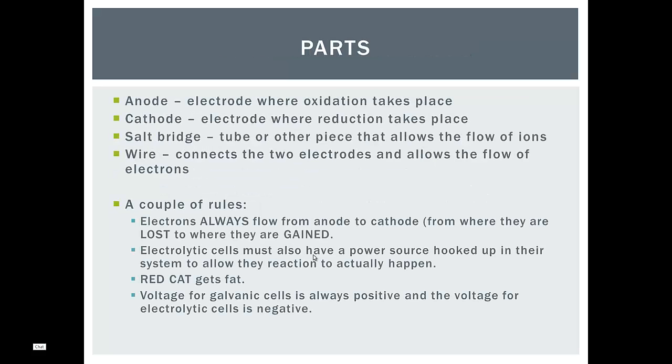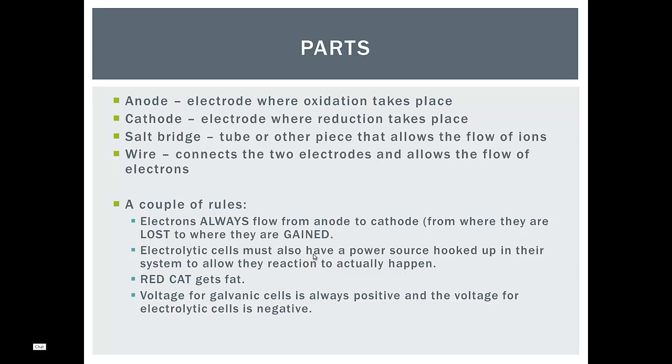The parts of an electrochemical cell include an anode, which is the electrode where oxidation takes place, and a cathode, which is the electrode where reduction takes place. Electrodes are just pieces of metal, and they can either be the thing that's directly undergoing the oxidation or reduction, or they can be someplace for those reactions to occur that allows the transfer of electrons. There's also a salt bridge, which is a tube or other piece that allows the flow of ions between the two half reactions, and a wire which connects the two electrodes and allows the flow of electrons.